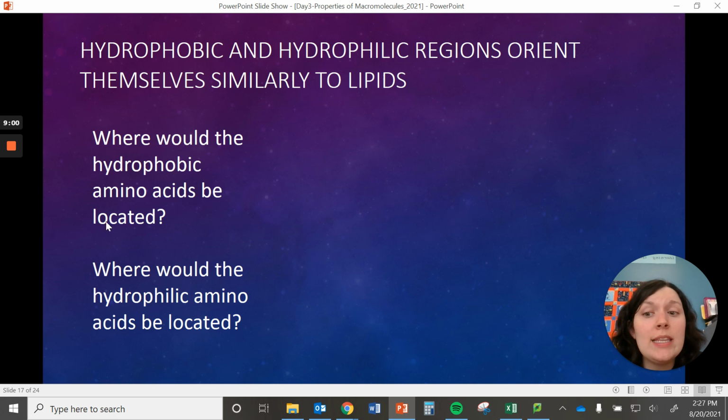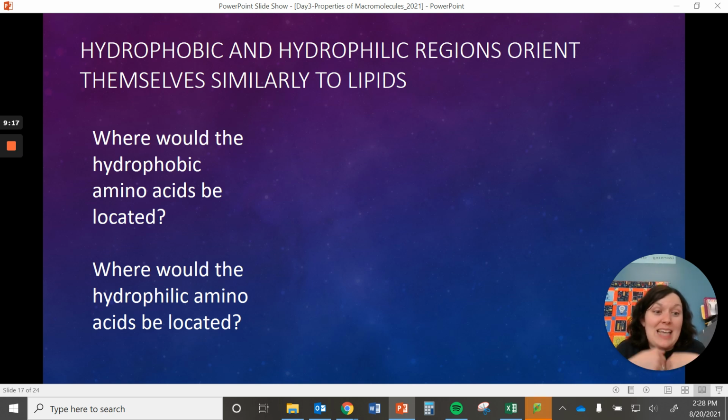Okay, so think about where in the cell then, with water all around it, where would those hydrophobic amino acids be located? And where would the hydrophilic amino acids be located? And you can think about the waters all around it. We're going to want to keep those hydrophobic ones away from the water.